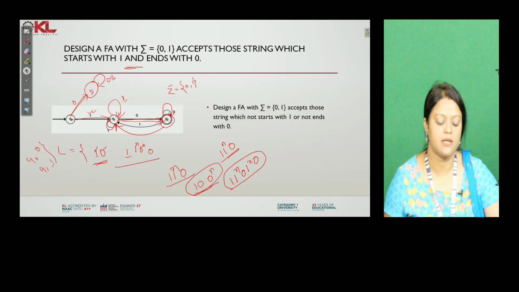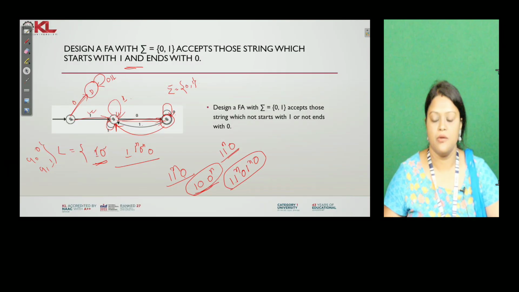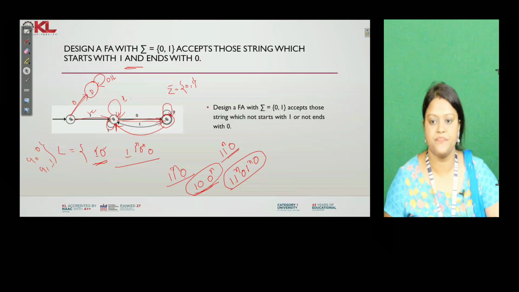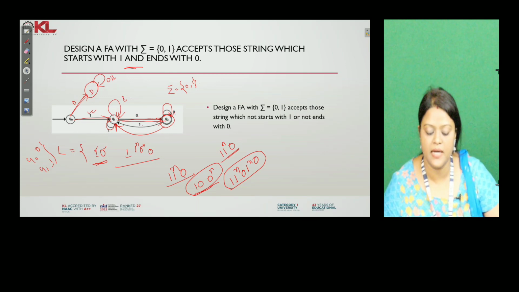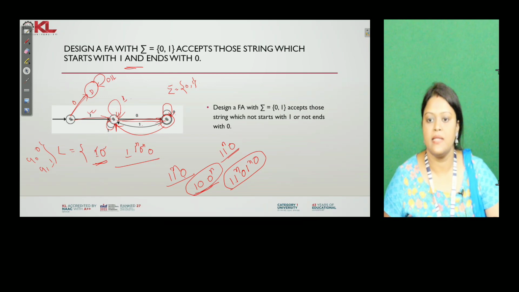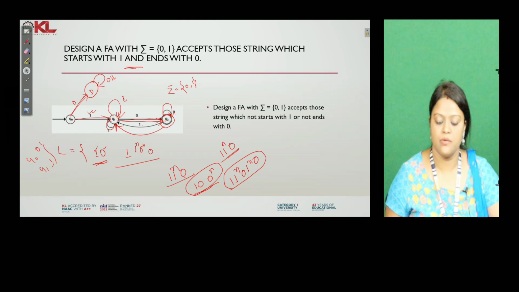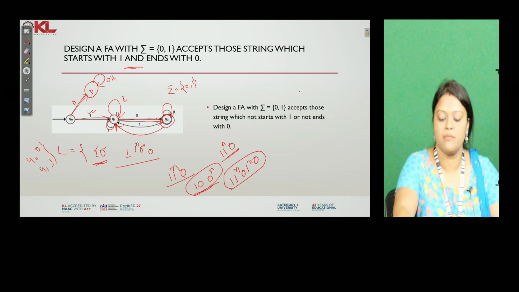Control line. If it is not having this one, then we can use it for a dummy move. Similarly, you can design a DFA with the same one that accepts strings which are not starting with 1 or ending with 0. For this example, the first one is starting with 1 and ending with 0, this is an AND operation.